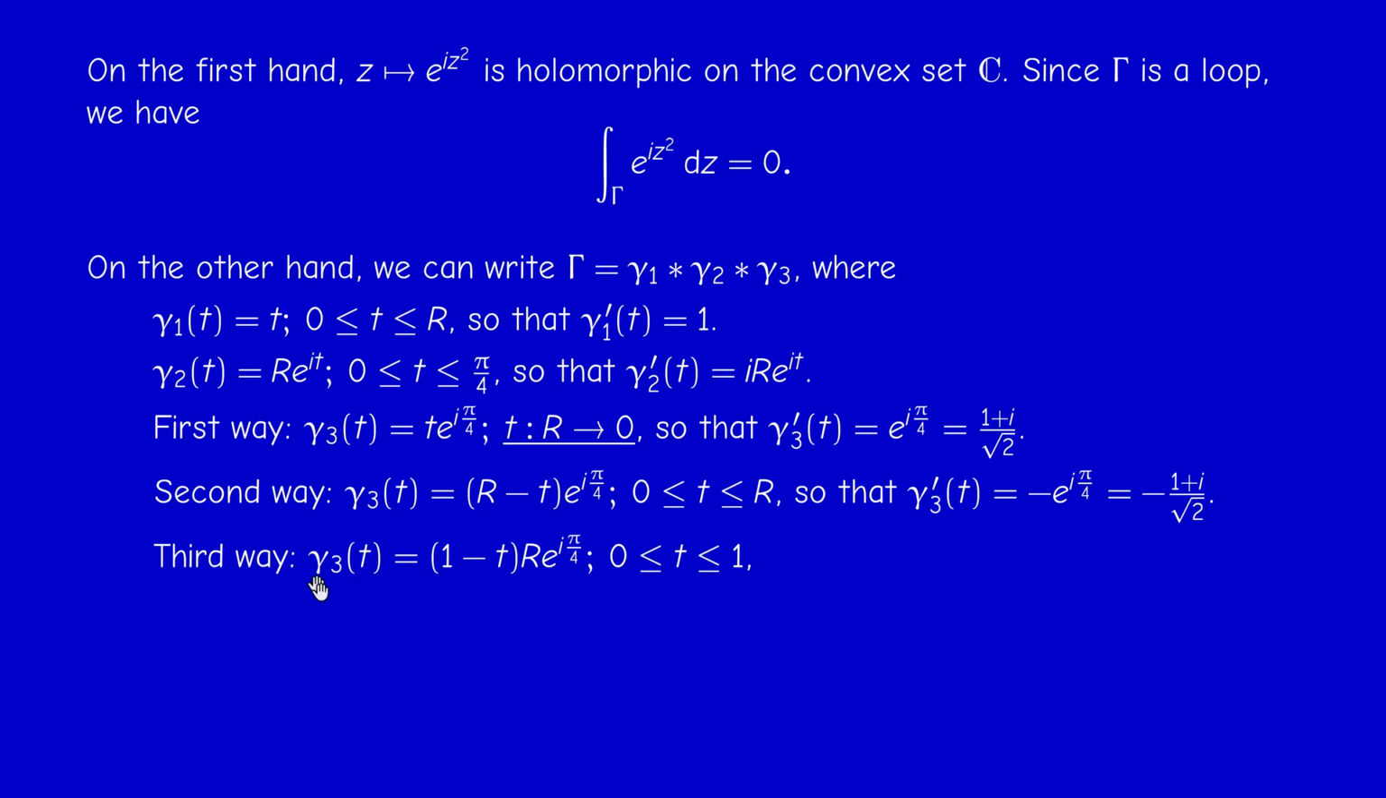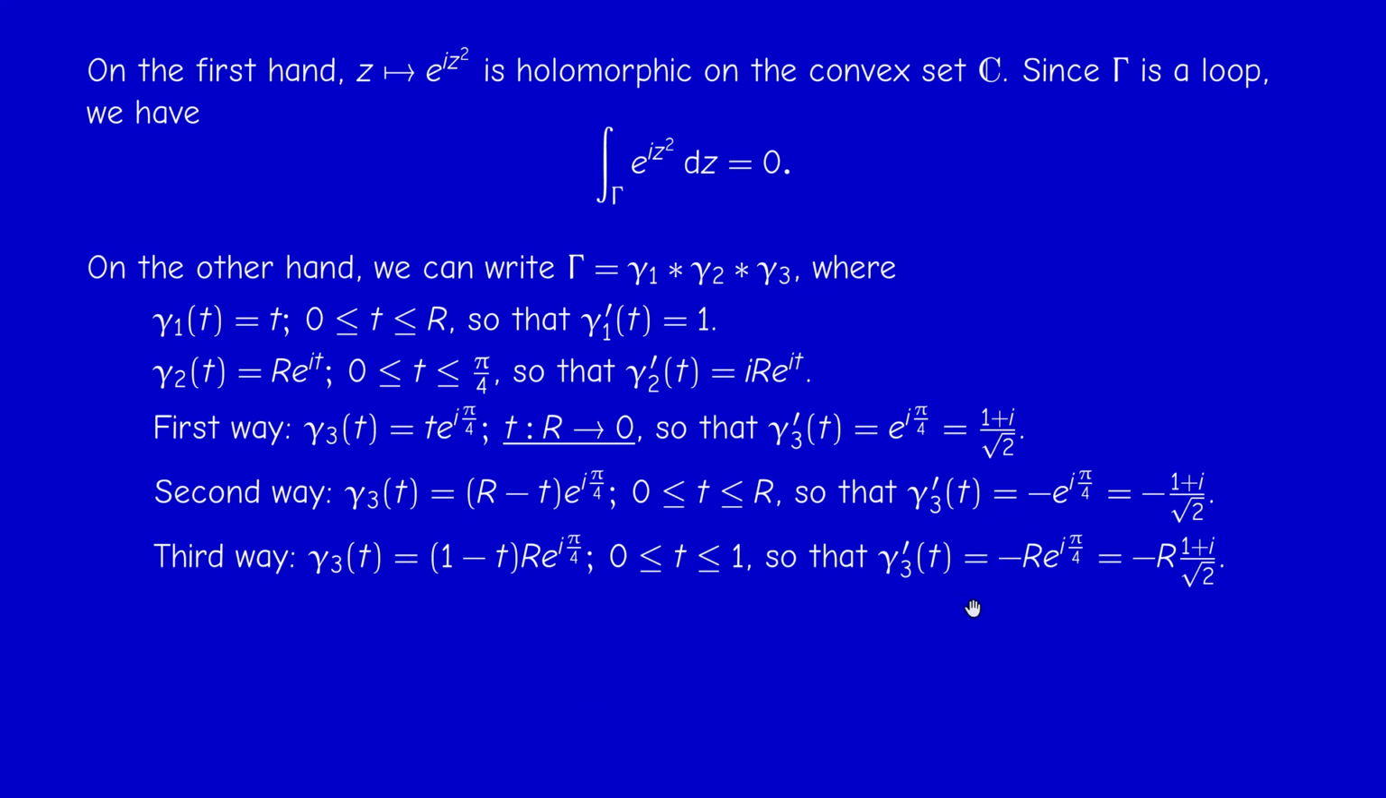Because as I told you, every path can be defined on 0, 1 by a change of variables. So instead of r minus t, I put 1 minus tr. So once again, when t equals 0, we are at r e^{iπ/4}, and when t equals 1, we are at 0. So this function is decreasing linearly from r e^{iπ/4} to 0. This is a little bit sophisticated way, but it's also acceptable.